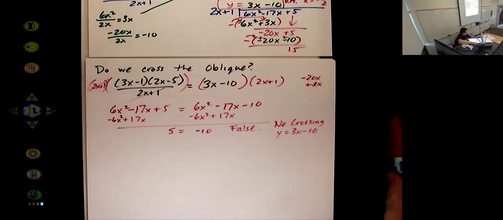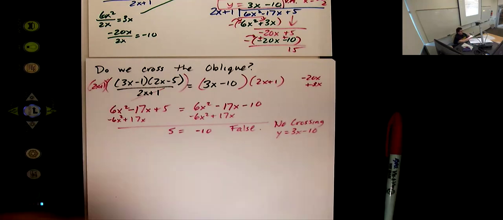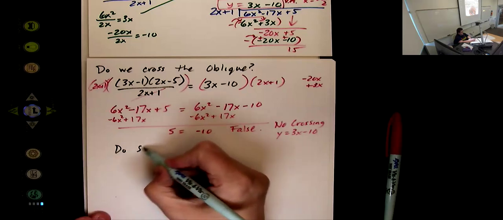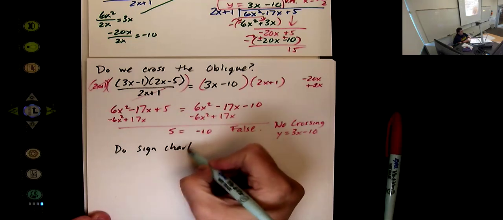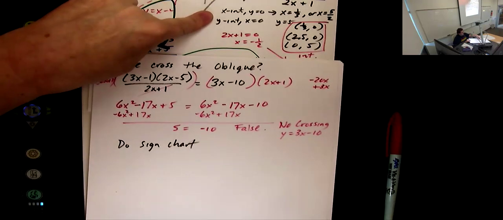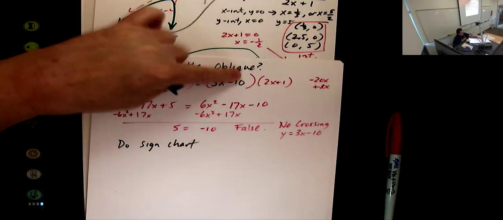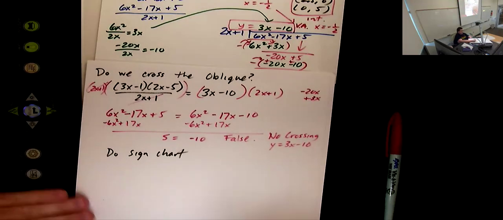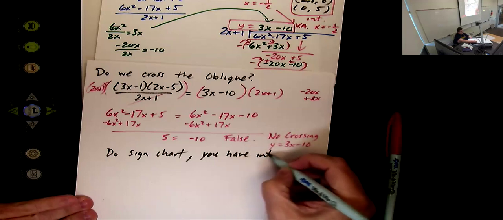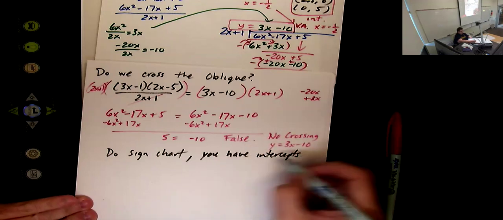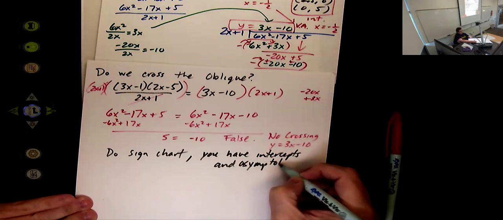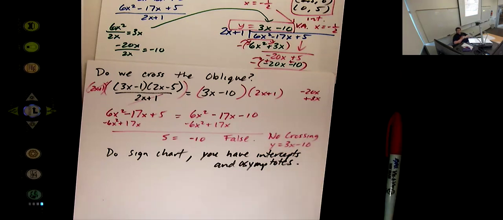We only have 2 minutes left, so I want to just say what you would do on the rest. Do the sign chart. Find your positives and negatives. You have your intercepts up here. You have your asymptotes. And with the sign chart, you can graph it, just like we've done with the other ones.